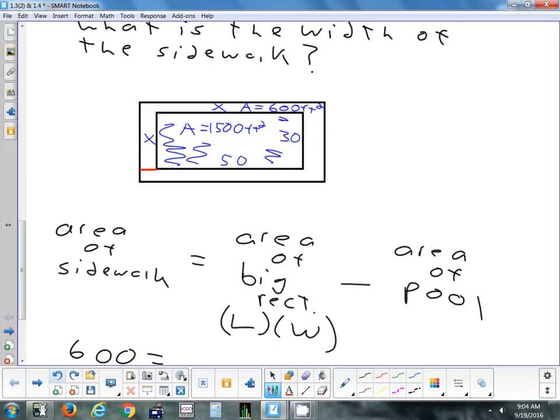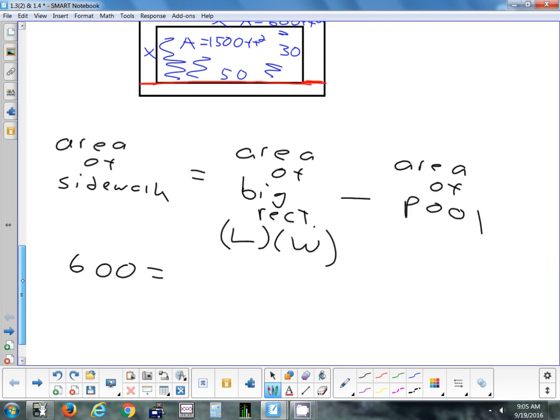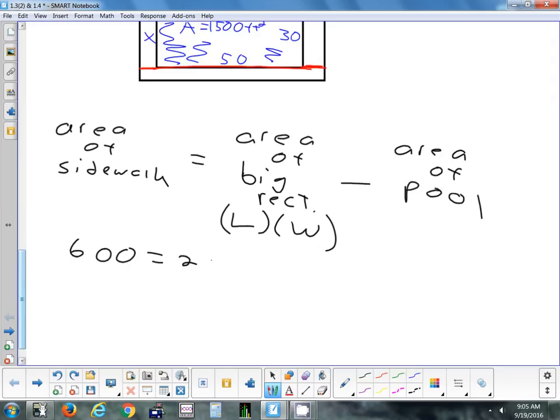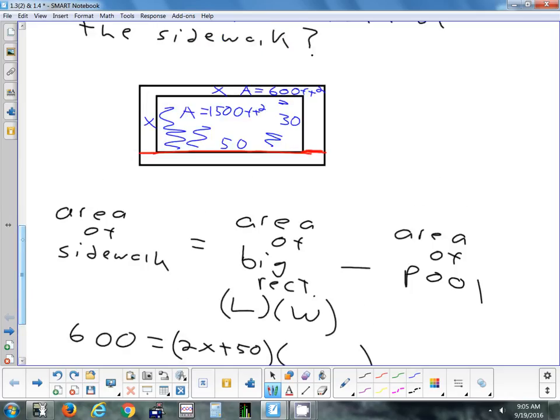All right, what do you get if you add 2 x's together? 2x, so that's that. X, x, and what else? 50. And 50. So if you add x, x, and 50, that's the length of the pool. Okay, 2x plus 50. I'm sorry, that's the length of the pool and the sidewalk around it. Doing a similar idea, can anybody tell me the width of the big rectangle?